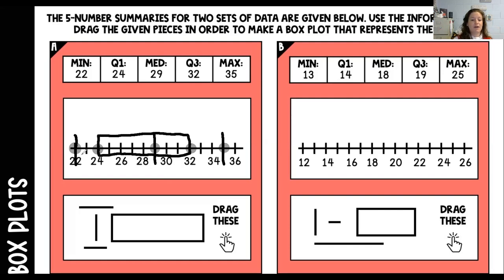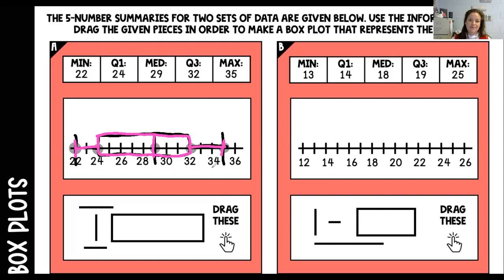Okay, so we now have our box, and then we've got to connect our minimum to that box and our maximum to that box. So I'm going to go ahead and do it in a different color so you can kind of see how it looks. We've got our minimum line to our lower quartile. We've got our box that connects our quartiles and our median. Remember, our median is that middle number of the data. And then to our maximum. So we have a box and whisker plot here.